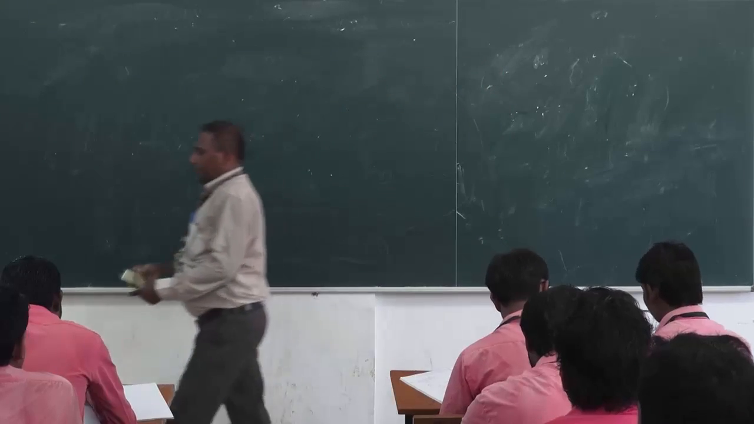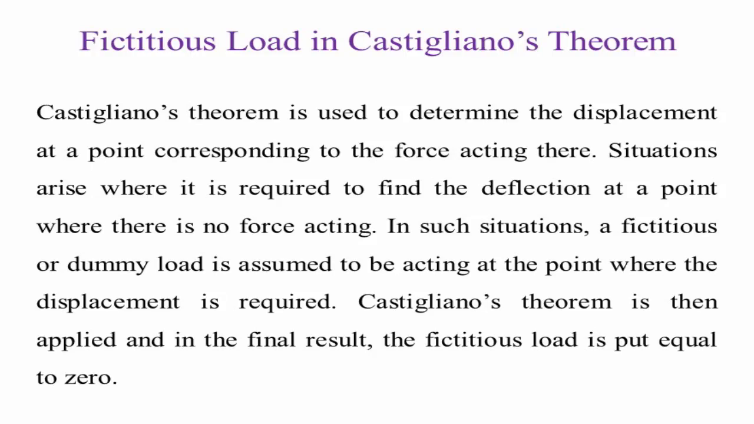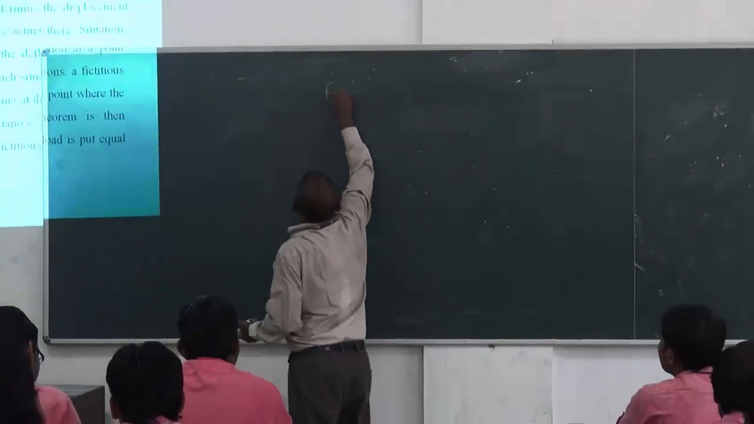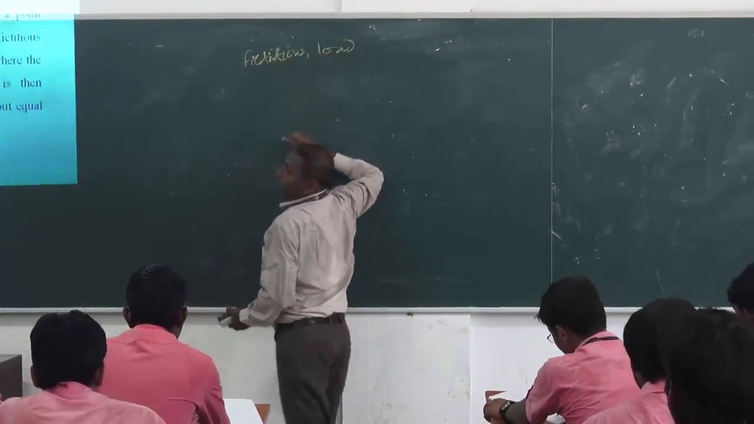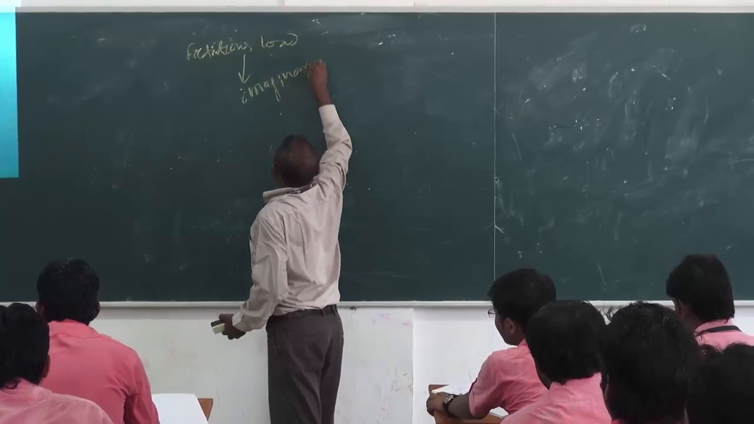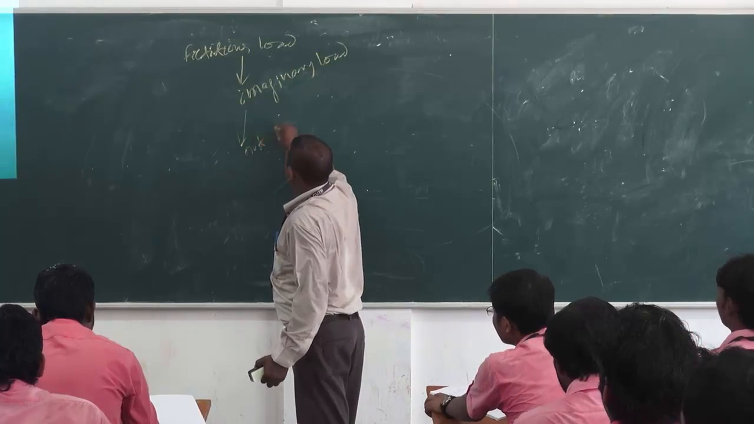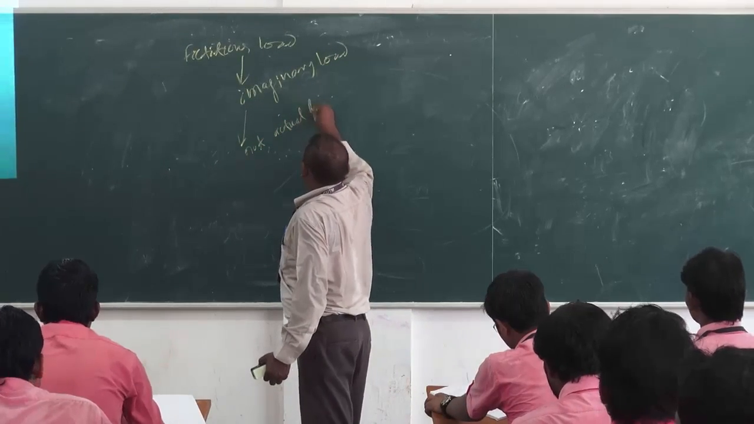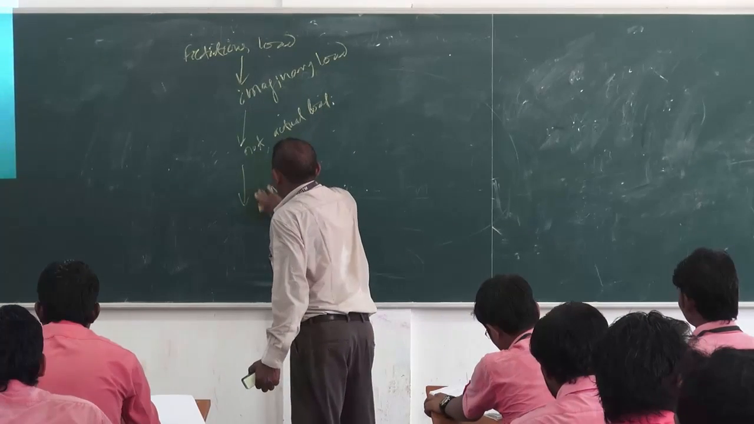Then the last part of the session is the fictitious load in Castigliano's theorem. What is meant by fictitious load? Fictitious load means it is an imaginary load. Imaginary load means not an actual load. And sometimes this is called a dummy load.